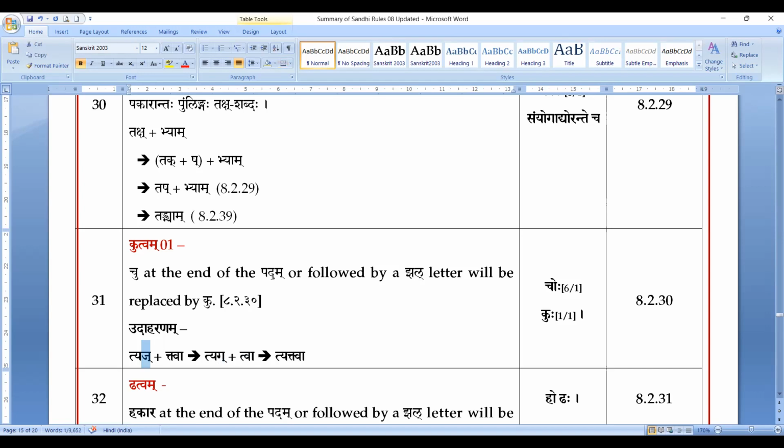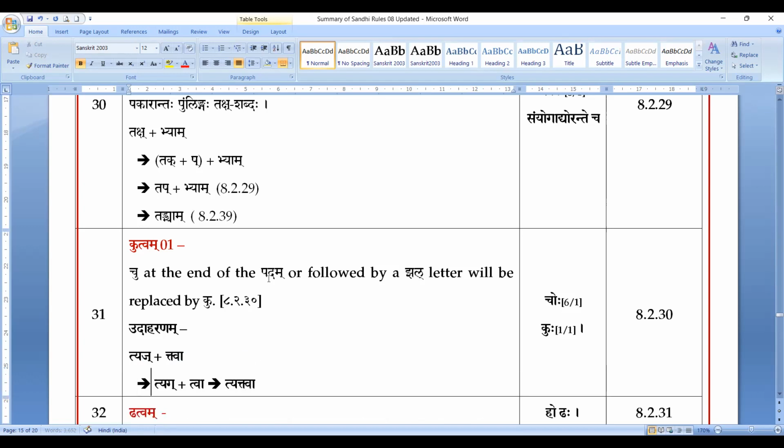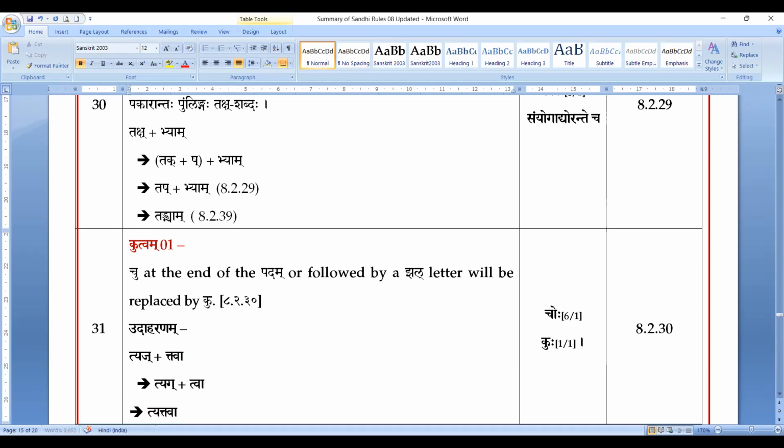The Jakara, which is a Chavarga letter followed by a Jal letter, will be replaced by the corresponding Kavarga letter, which is Gakara. So Jakara is the third letter of the Chavarga that has been replaced by the third letter of the Kavarga. Now the question comes, why are we replacing it by the third one? Why not by another one? What logic can we give?